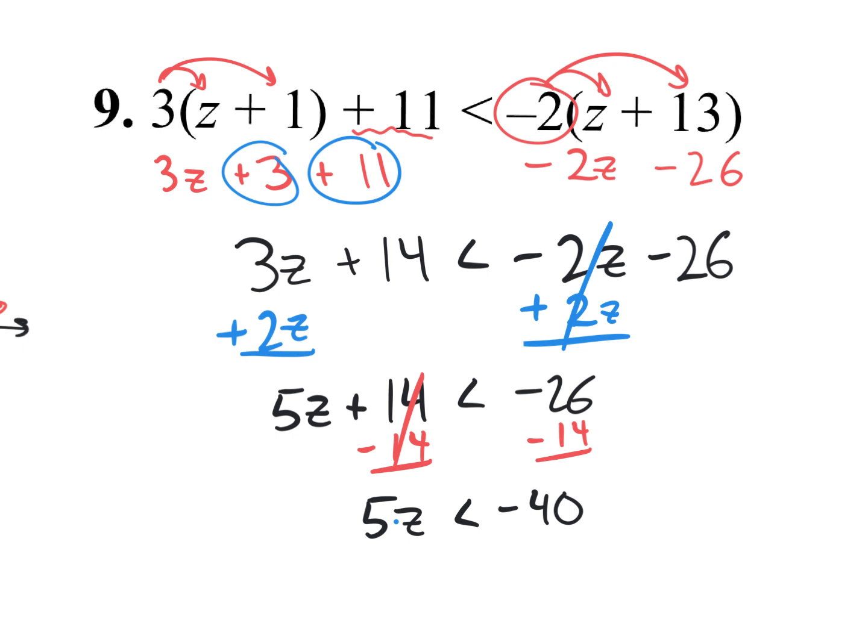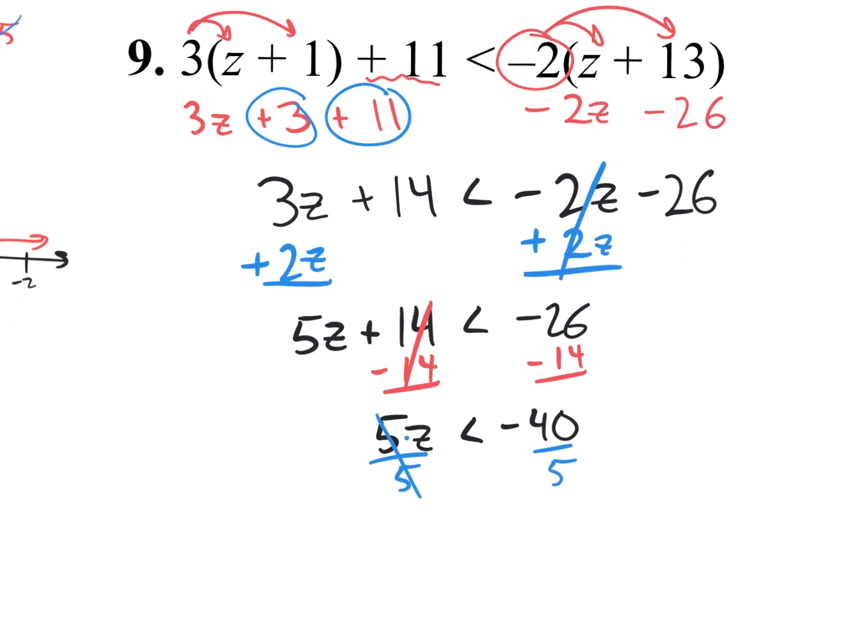How do you get rid of the multiplication of 5 in front of z? You're going to divide by 5. You do the opposite of multiplying, which is dividing. And when you do to one side, you do to the other side. That will eliminate. So your final answer here will be z, because the 5's canceled out. And over here on the right side, negative 40 divided by 5, that's negative 8.